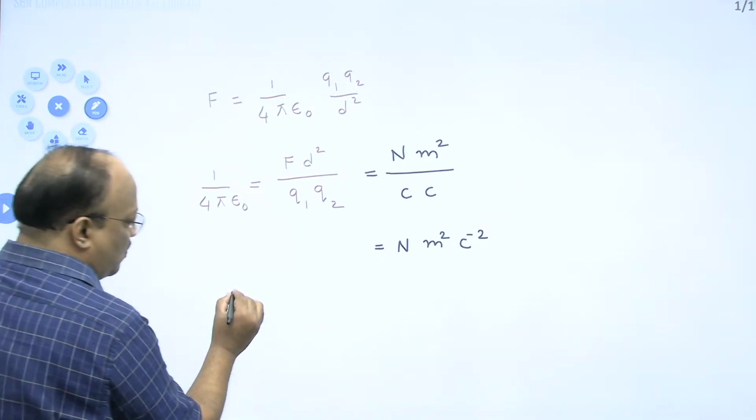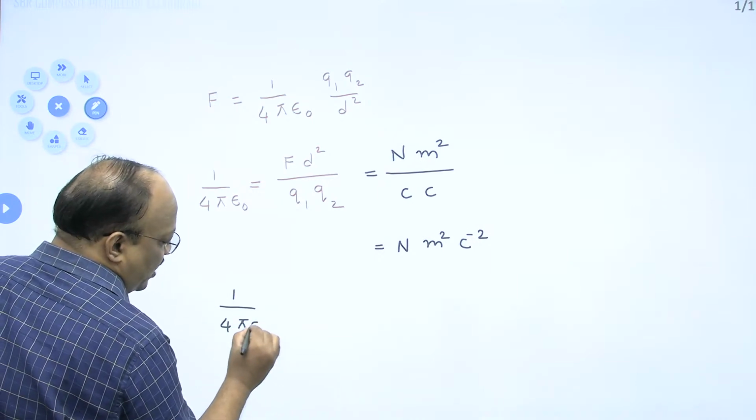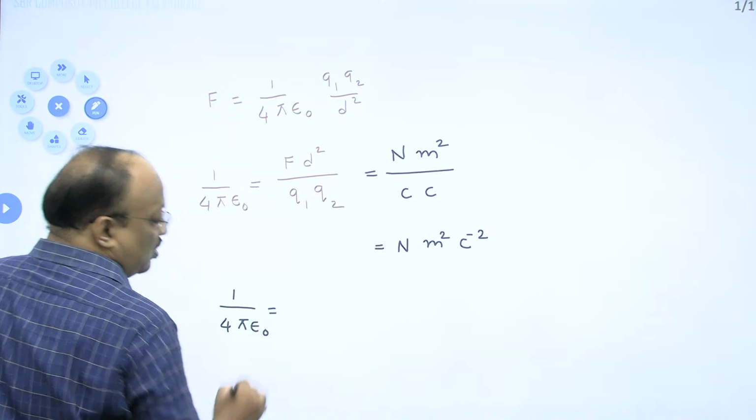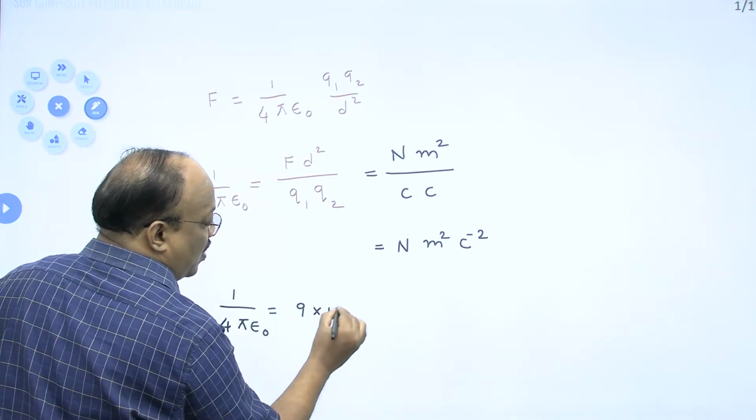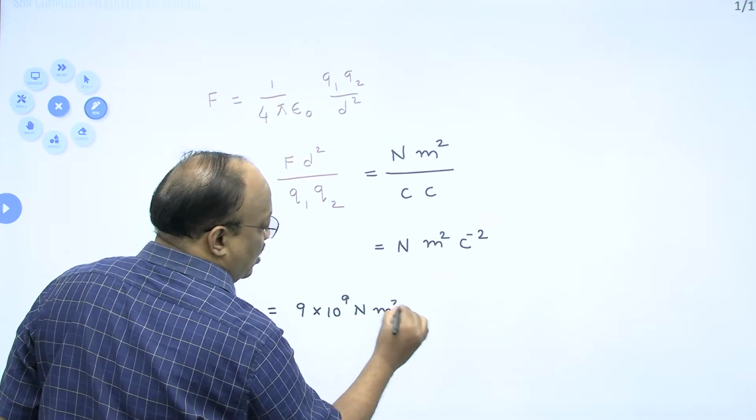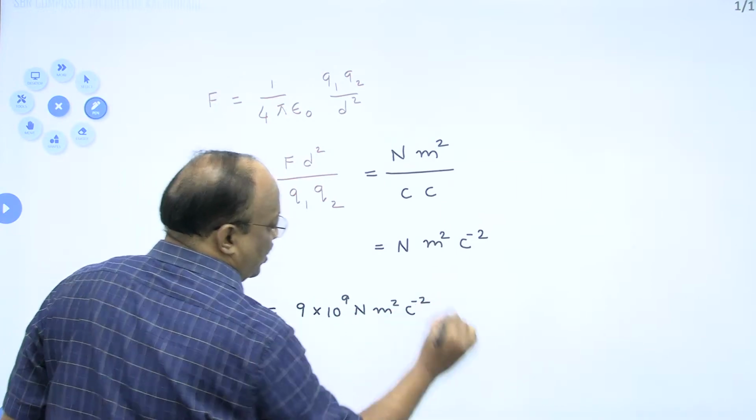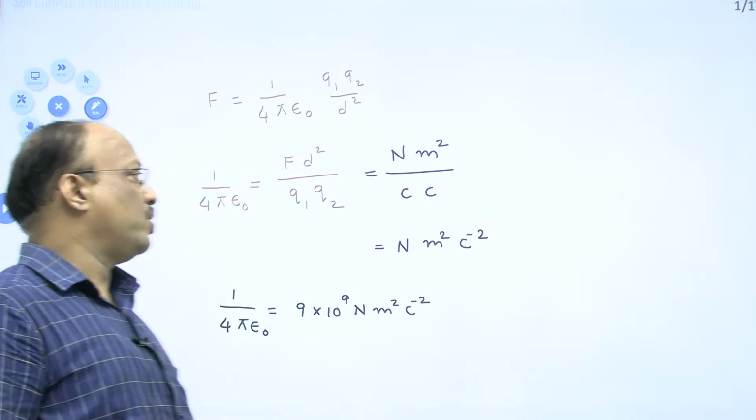So 1 by 4 pi epsilon naught, its value is 9 into 10 to the power of 9 Newton meter square per Coulomb square.